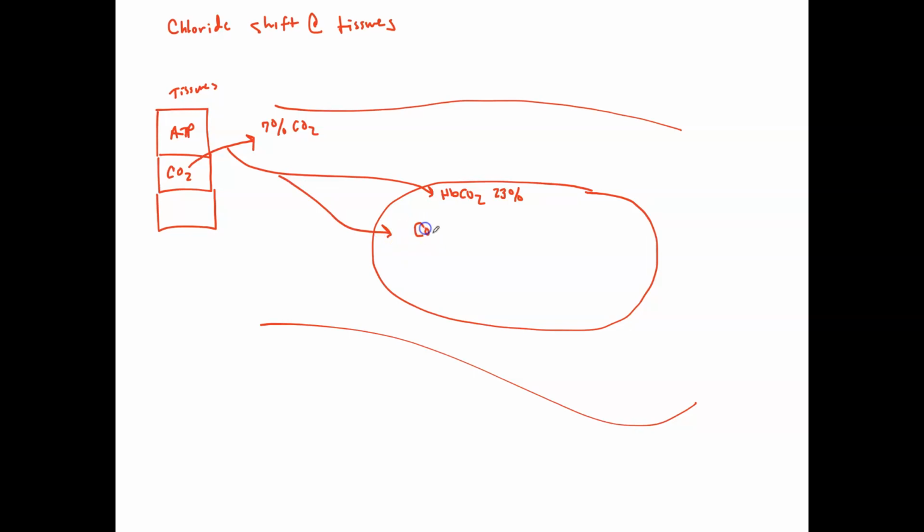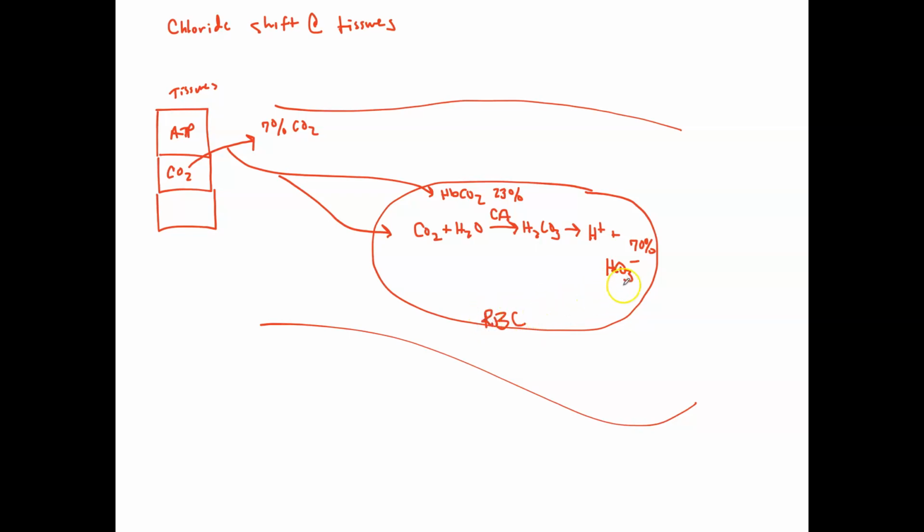So we have CO2 mixing in water within the red blood cell. That's enzymatically catalyzed by carbonic anhydrase to form carbonic acid. And then the carbonic acid dissociates into hydrogen ions and bicarbonate. And we know that 70% of the CO2 that we are eliminating from the body is temporarily in the form of bicarbonate.